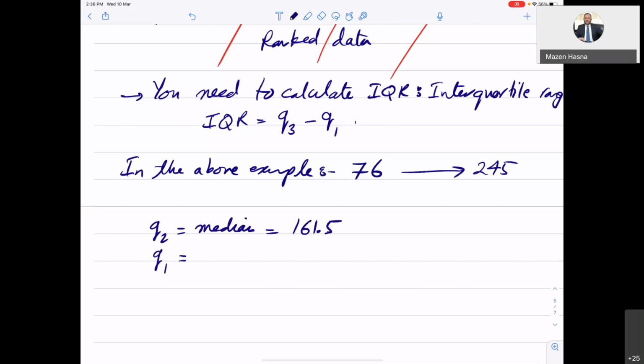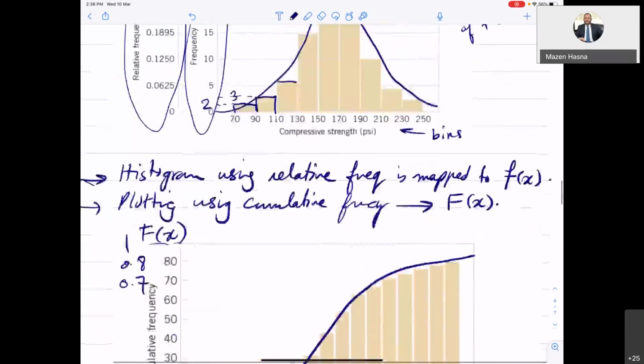Q1, which is the data point that separates the first quarter of the data, you'll find is 143.5, and Q3 is just 181. Again, how did we get those numbers?